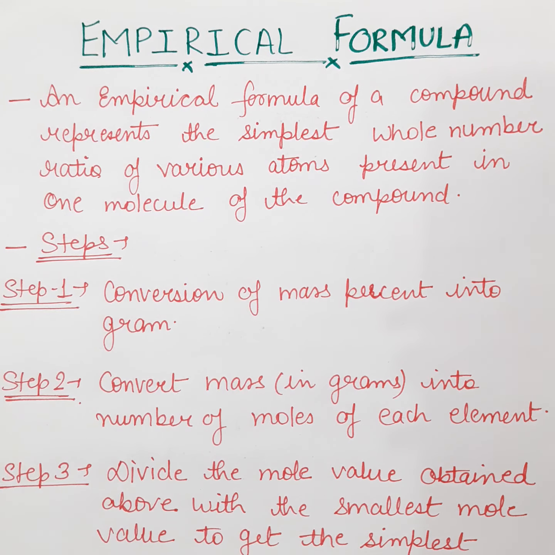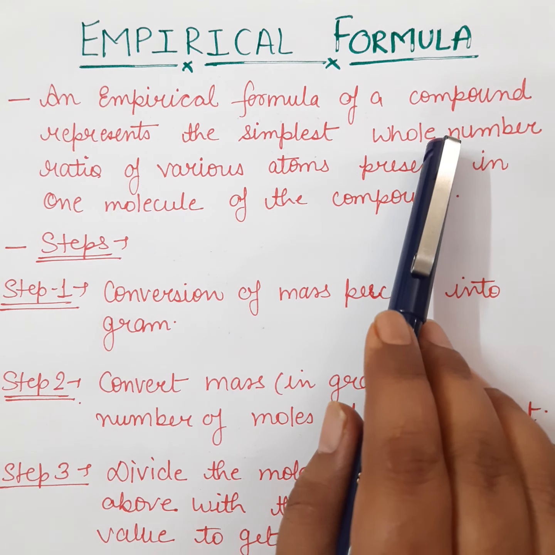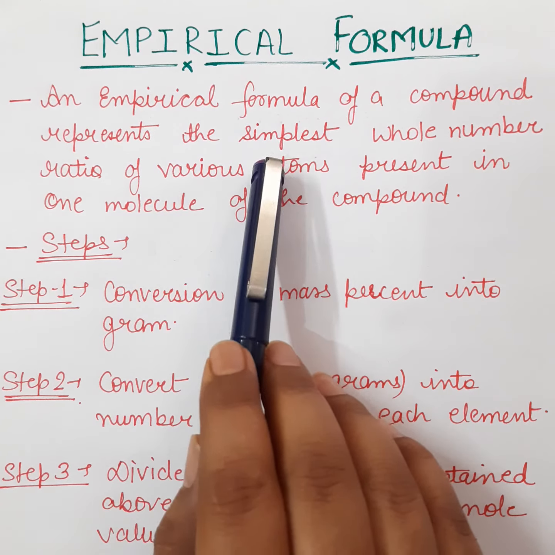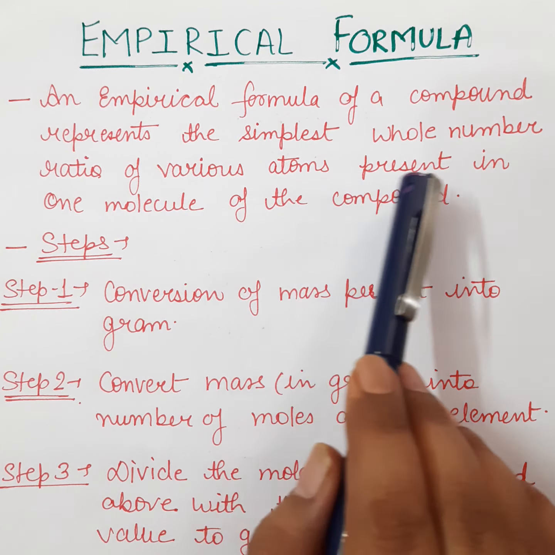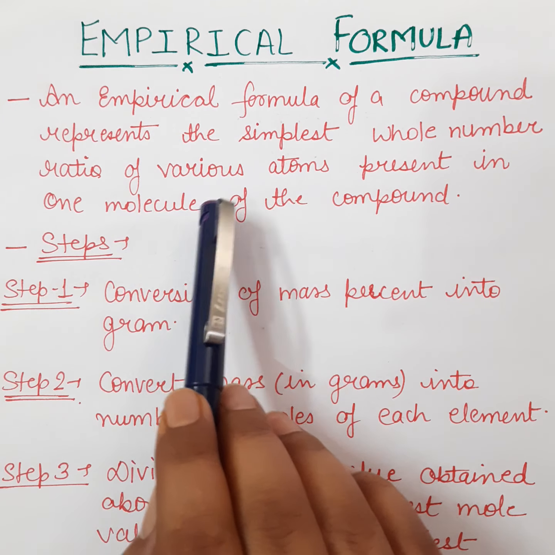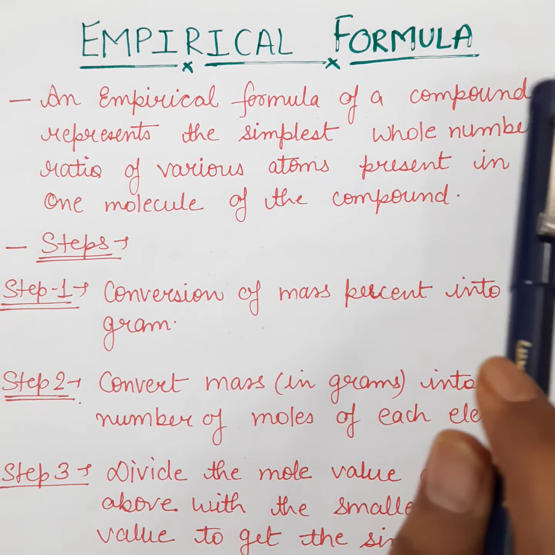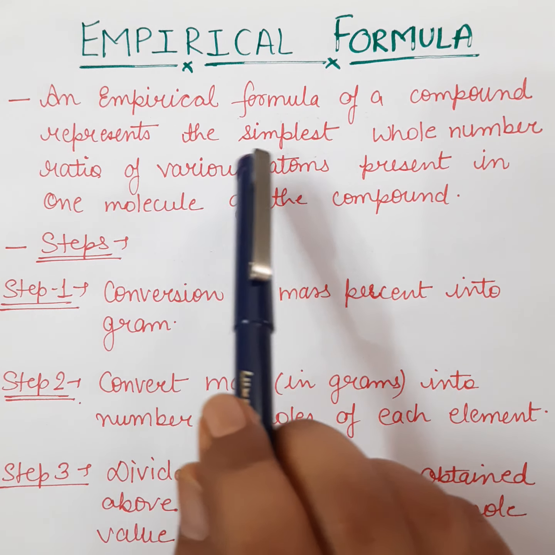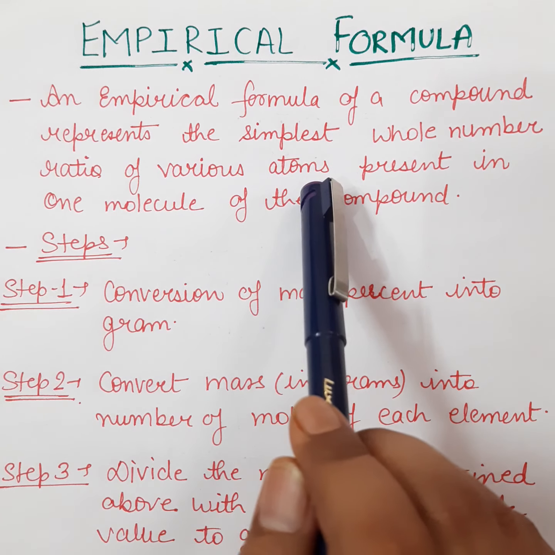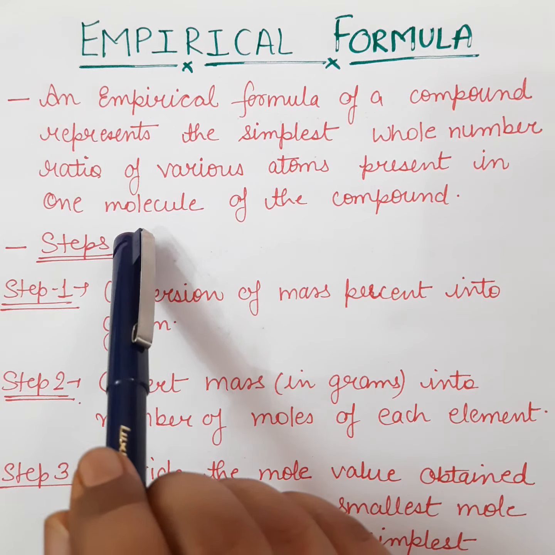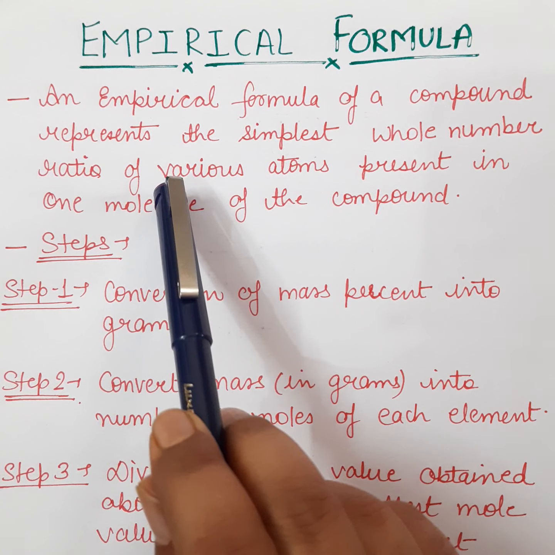Now next is empirical formula. An empirical formula of a compound represents the simplest whole number ratio of various atoms present in one molecule of the compound. Okay, it is the simplest whole number ratio.